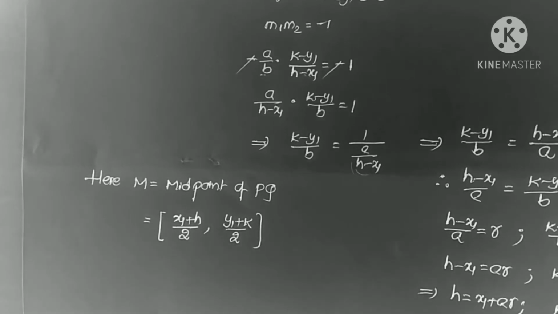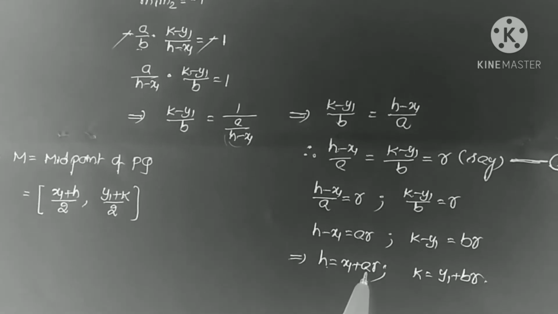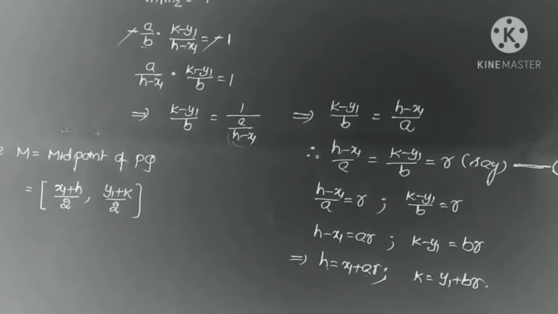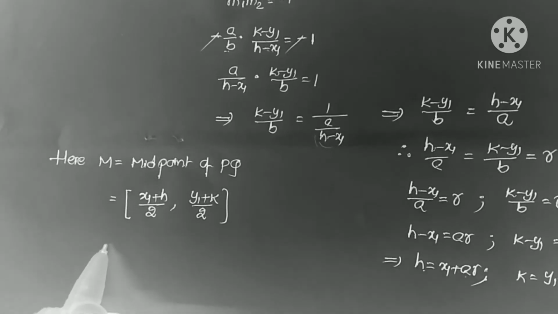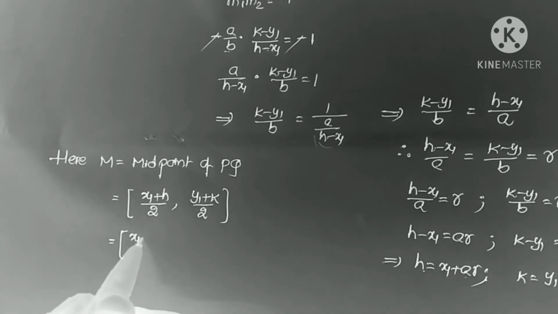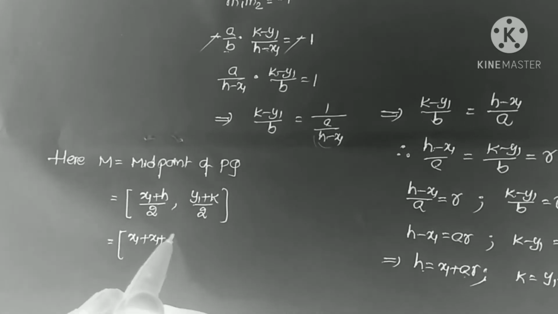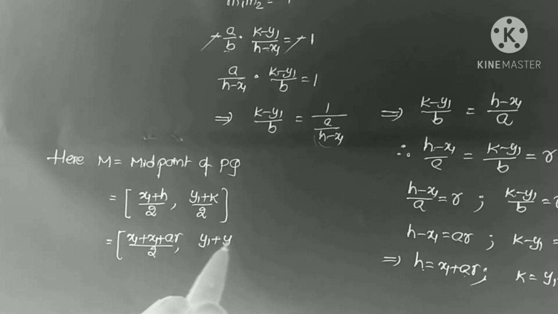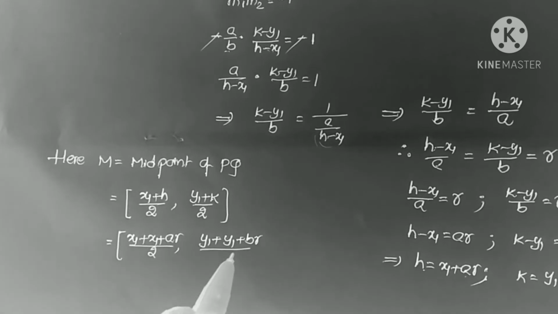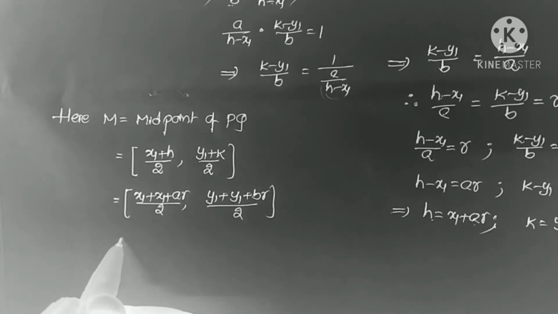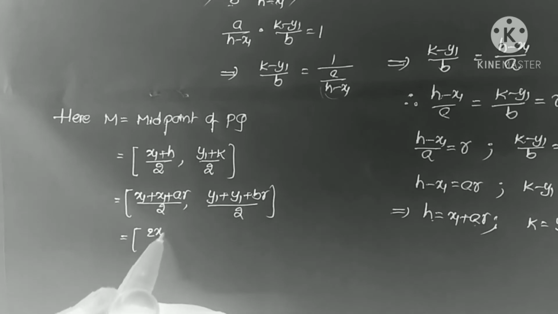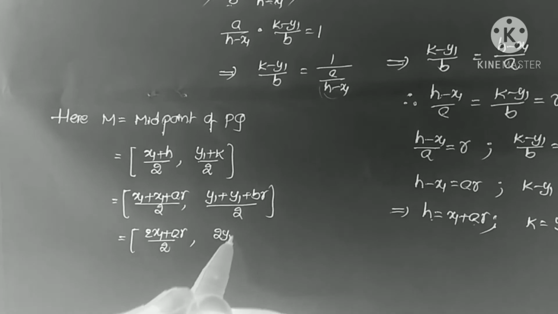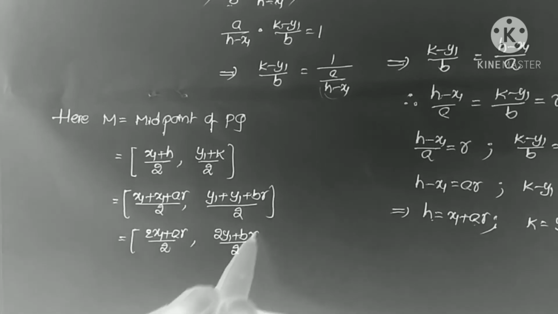But what are the values of h, k? Already we have h = x1 + ar and k = y1 + br. Now we substitute these two values in the midpoint, so this is equal to ((x1 + x1 + ar)/2, (y1 + y1 + br)/2), which is ((2x1 + ar)/2, (2y1 + br)/2). Now this is the midpoint M.